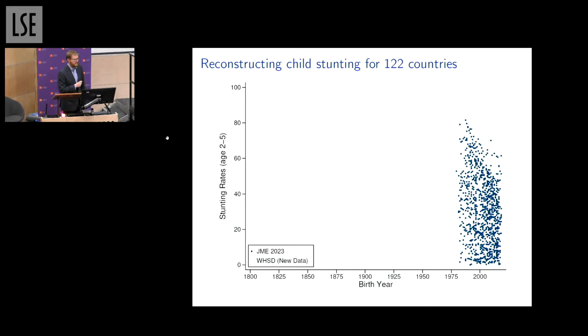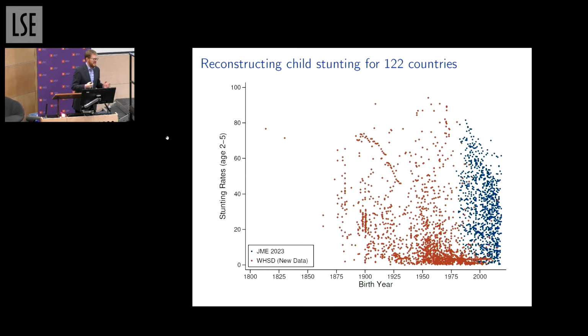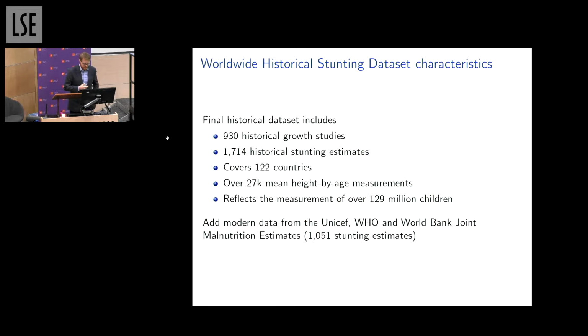So what does this look like? The blue dots I'm showing you here are the data that existed before our project. This is the joint malnutrition estimates that are produced by UNICEF, the WHO, and the World Bank. And these red dots then are what we were able to add. So we were able to add a lot of data going back for a lot of countries over time.